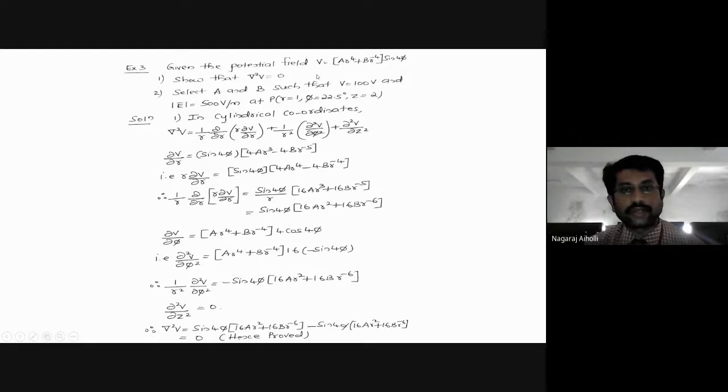Given the potential field V is equal to r raised to 4 plus b raised to minus 4 sine 4 phi. First, show that del square V equal to 0. Second, select A and B such that V equal to 100 volts and E equal to 500 volt per meter at P of r equal to 1, phi equal to 22.5 degrees, z equal to 2. Note down the example.